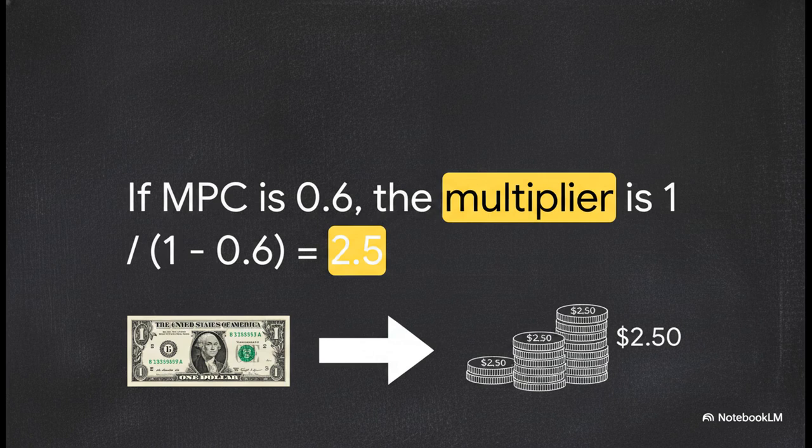Let's put some concrete numbers to this theory to make it real. If we assume our marginal propensity to consume is 0.6, meaning people are spending 60% of any new income, we just plug that right in. 1 minus 0.6 is 0.4, and 1 divided by 0.4 gives us a multiplier of exactly 2.5. Think about what that actually means. A $1 increase in government purchases eventually raises the total equilibrium income of the economy by $2.50. Talk about a real return on investment.